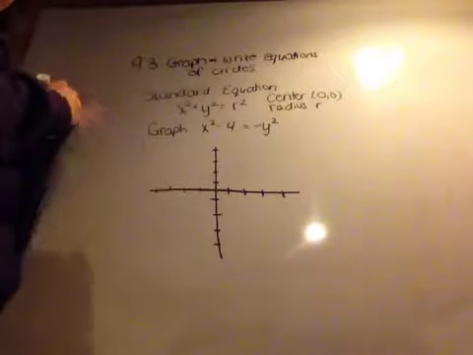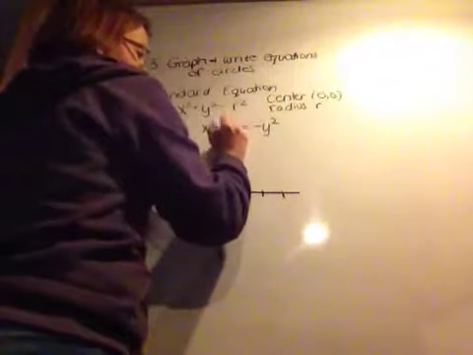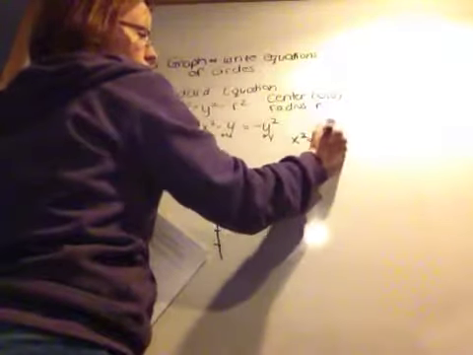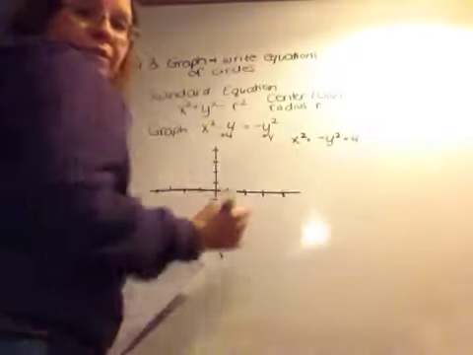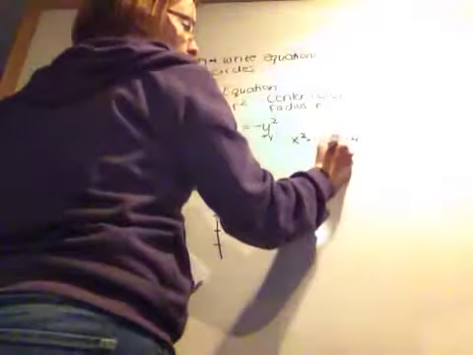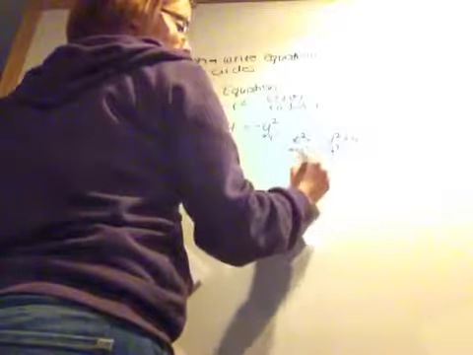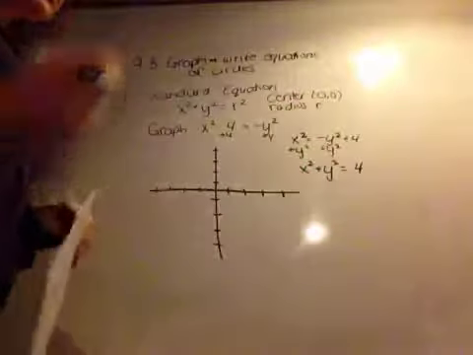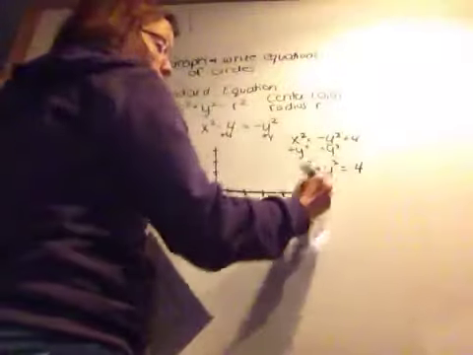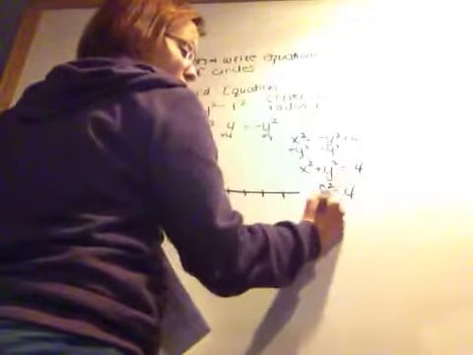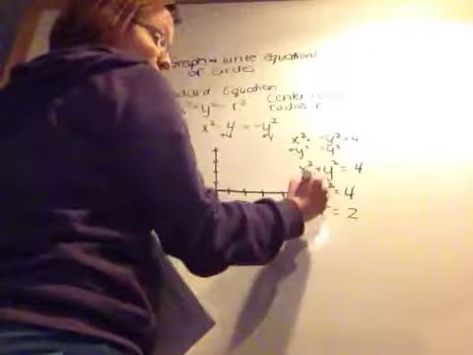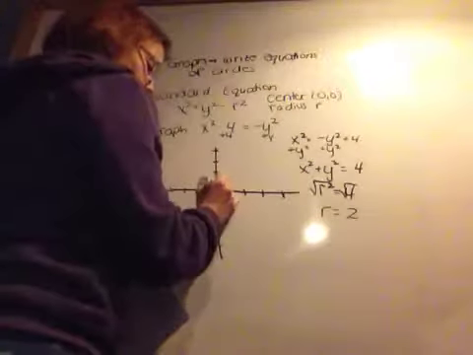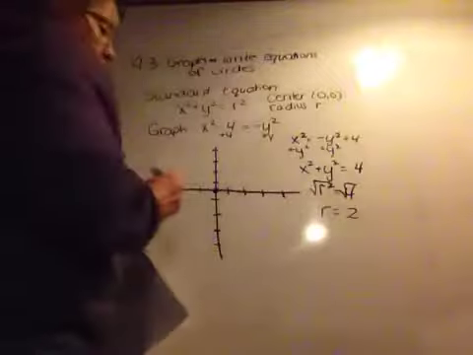So the first thing we want to do is put it in standard form. I'm going to start by adding 4 to both sides. So now I have x squared equals negative y squared plus 4. And then I'm going to add the y squared to both sides. So now I have x squared plus y squared equals 4. So my center is at the origin, and then r squared equals 4, which means that r equals 2 if we take the square root of both sides. So my center of my circle is at the origin, and then my radius is 2.